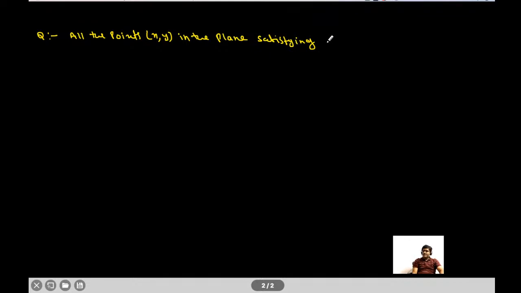Next question. All the points x comma y in the plane satisfying the equation x square plus 2x sin xy plus 1 is equal to 0 lie on.